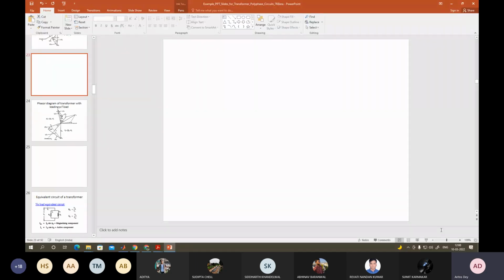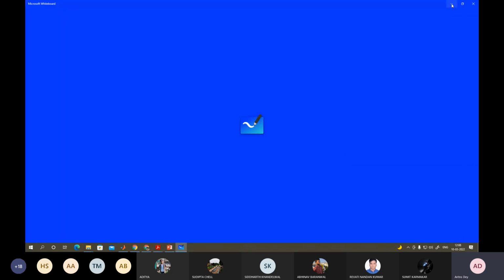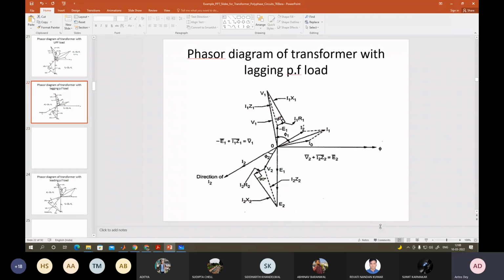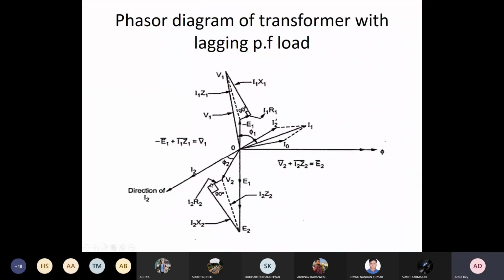So this is the phasor diagram with lagging load. Actually, whenever I try to draw in PPT, it creates problems. Let me explain and then draw on the whiteboard. So this is what is happening when you have a lagging PF load.